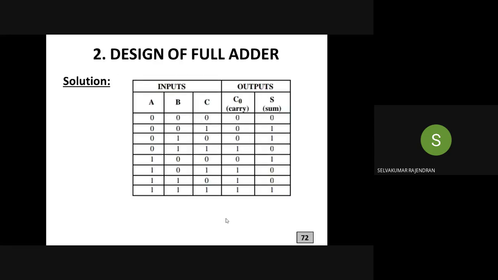Based on that, you can draw the truth table. Here we have 3 inputs, so 8 possible combinations. By adding these 3 bits, you will get sum and carry. 0 plus 0 plus 0 will generate sum 0, carry 0. Similarly, 1 plus 0 plus 0 will generate sum 1, carry 0. Here 1 plus 1 plus 1, 3 ones. If you are adding 3 ones, then you will get sum 1, carry 1. All are familiar with this truth table, I hope.